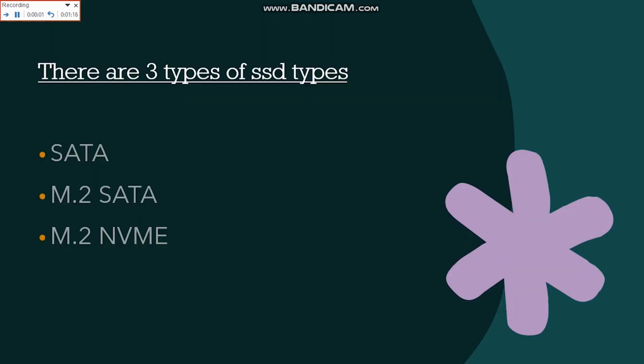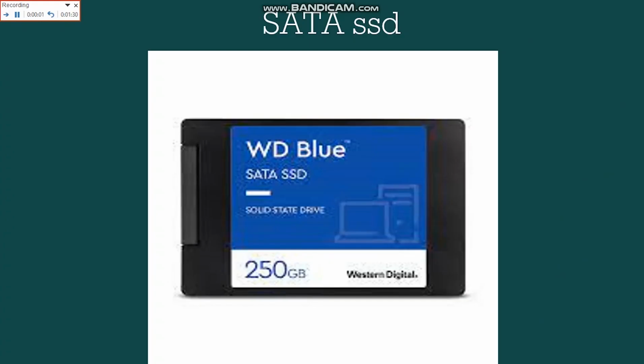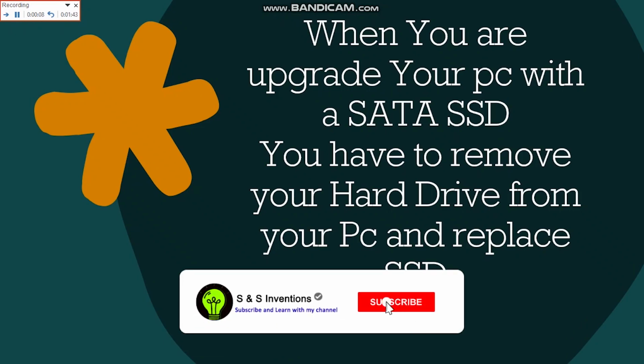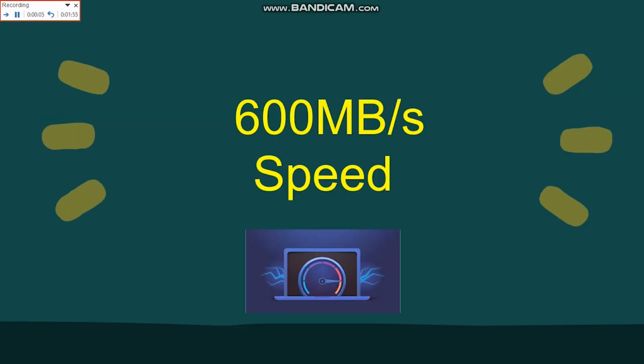There are three types of SSD. These are SATA, M.2 SATA and M.2 NVMe. First, see what is SATA. There you can see a SATA SSD. When you upgrade a PC with a SATA SSD, you have to remove your hard drive from your PC and you can replace it with the SSD. It has 600 MBs speed.